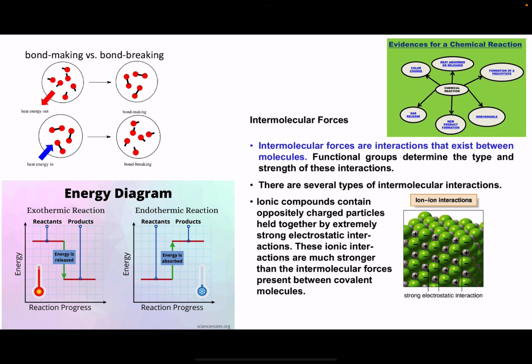Bond making versus bond breaking. When we do a reaction, we're going to make and break bonds, so that energy transfer is happening within the bonds. That's the only way you can have a reaction. One of the things we have to look at is what intermolecular forces are playing a role in keeping that compound together. The stronger the force is, the harder it is to break those bonds, which means more energy I've got to put in to break and make those bonds. So intermolecular forces play a role.